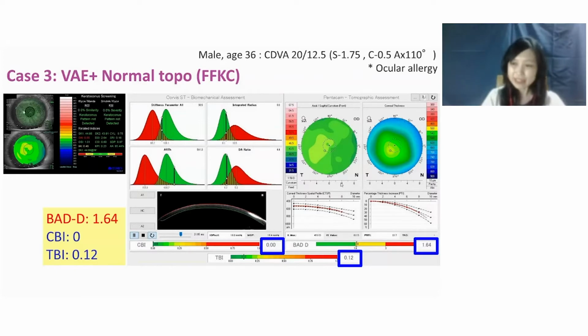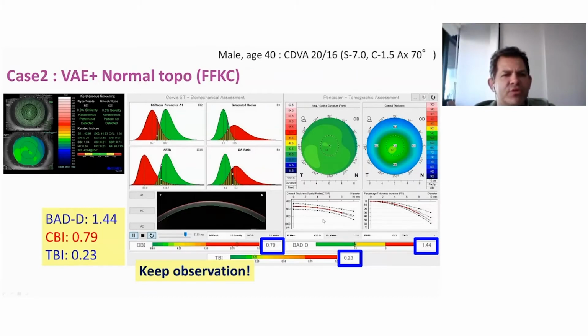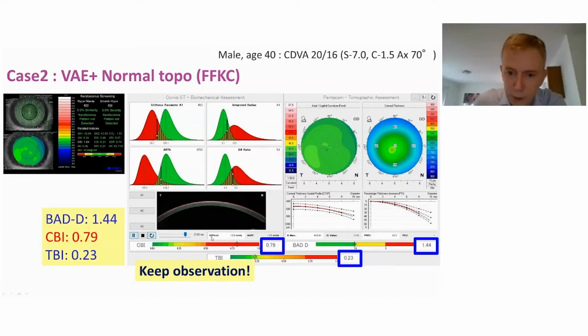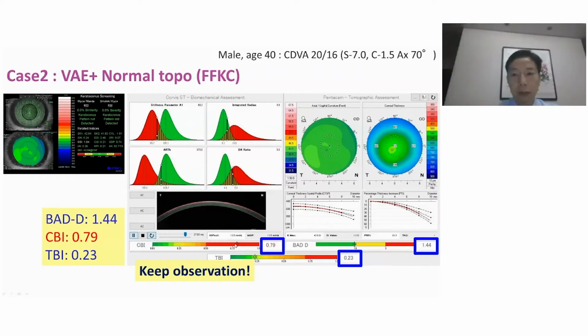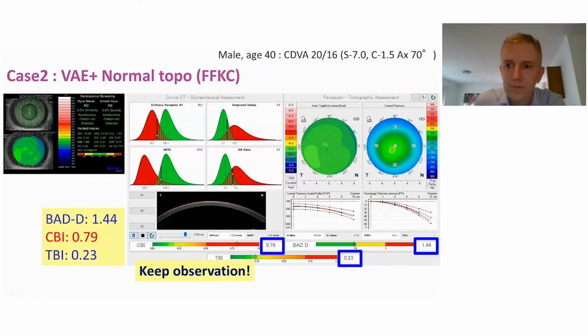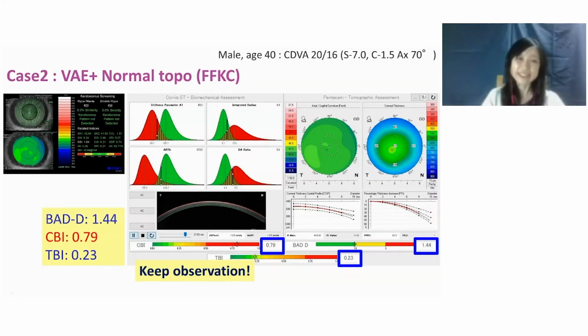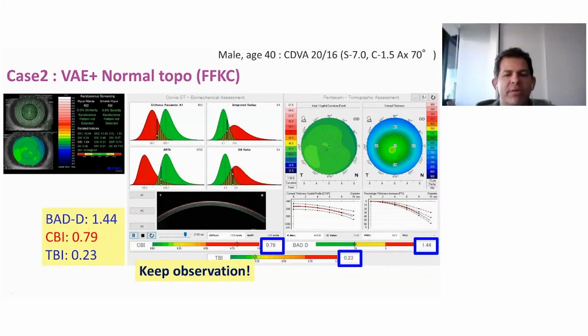Okay. Sven, I'm confused. Go back to case 2. Do you have the left eye of case 2? No, those were 2 different cases. But case 2, you see that we only have this eye, right, Shizuka? The other eye has a clinical keratoconus. Okay, so it's a VAE. Yeah, I would say this.